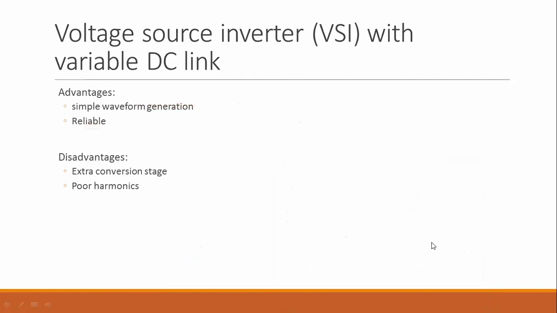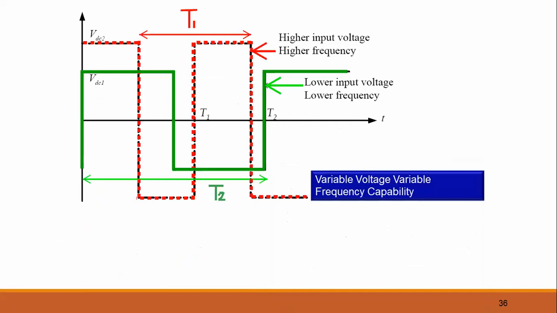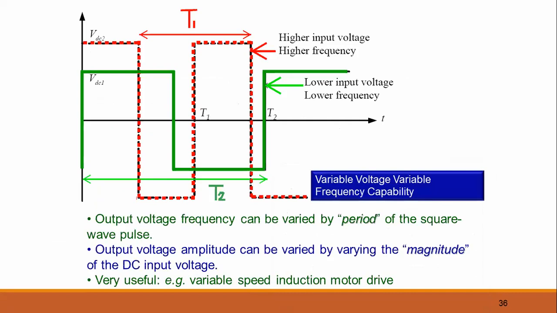It has simple waveform generation and it is reliable. Its disadvantages are extra conversion stages required and poor harmonics. Okay, so variable voltage and variable frequency compatibility. In the second case, the red line shows the higher input voltage and higher frequency, and the green line shows the lower input voltage and lower frequency.